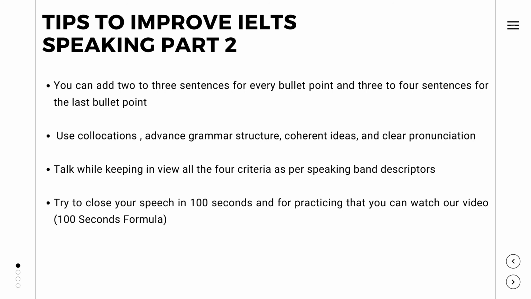You have to use advanced grammar structures. Most of your sentences should be connected with the help of connectors or linkers, and this will make your sentences advanced. Your ideas must be coherent, and there must be a logical connection between your ideas. Number 9 is talk while keeping in view all the 4 criteria as per the speaking band descriptors, and I already discussed what these 4 criteria are.